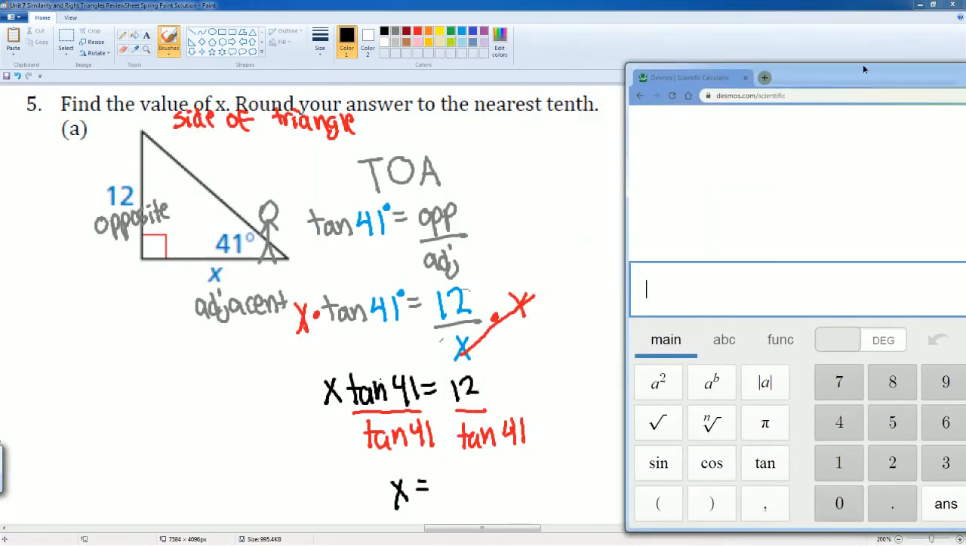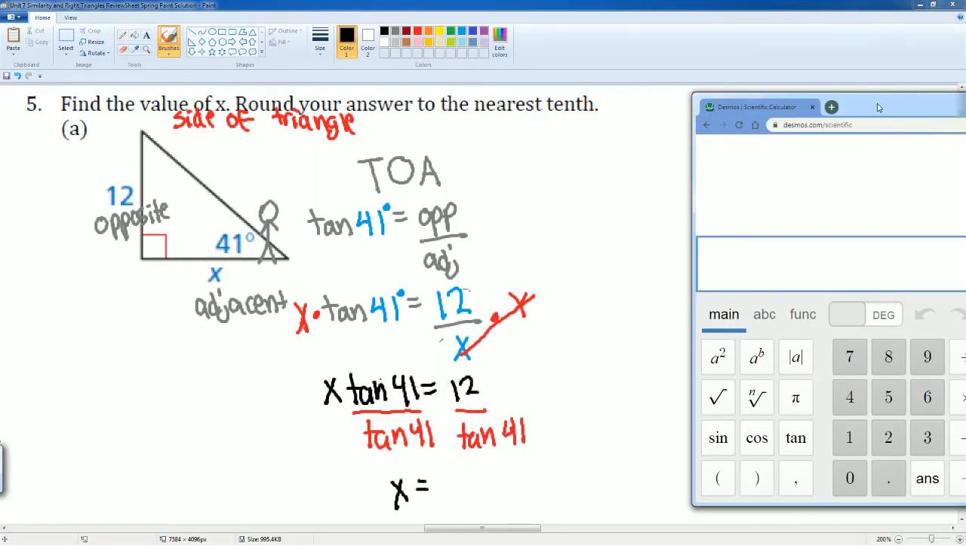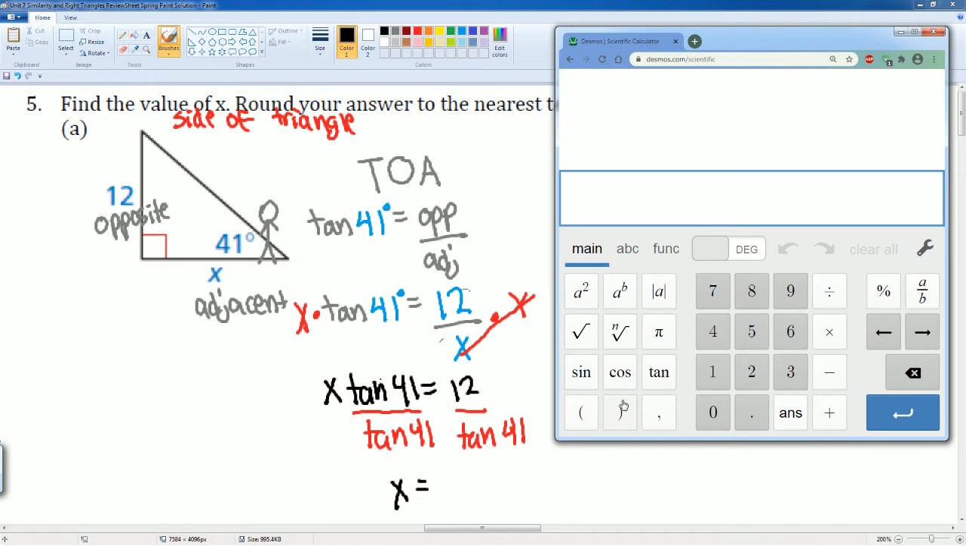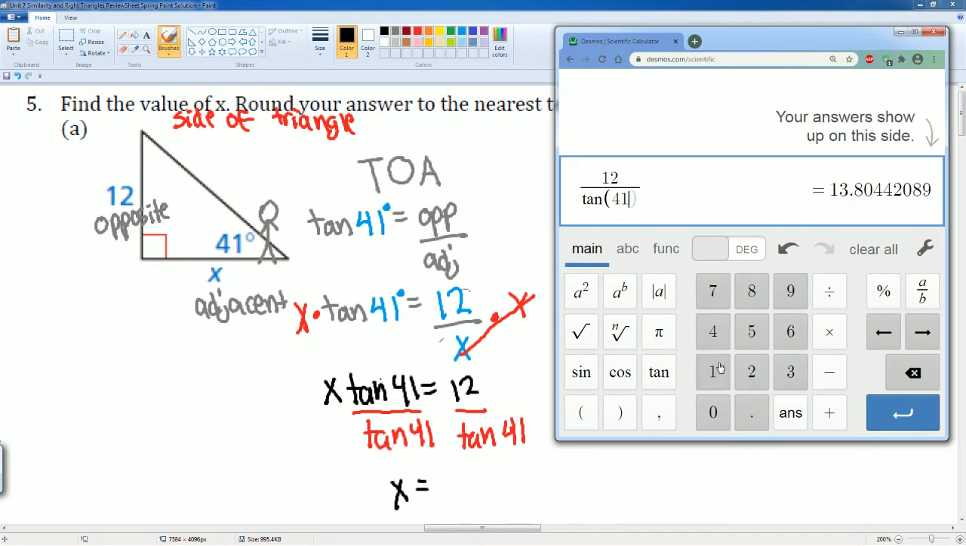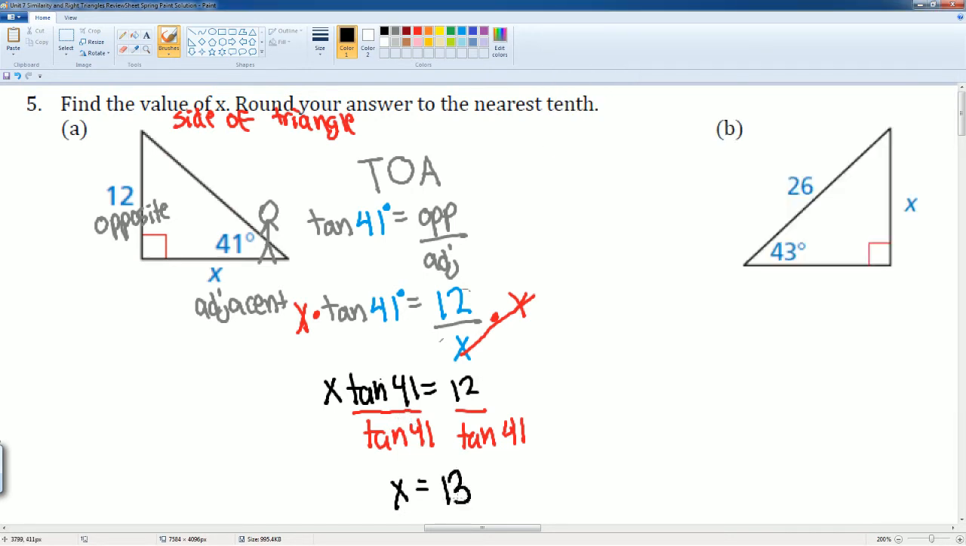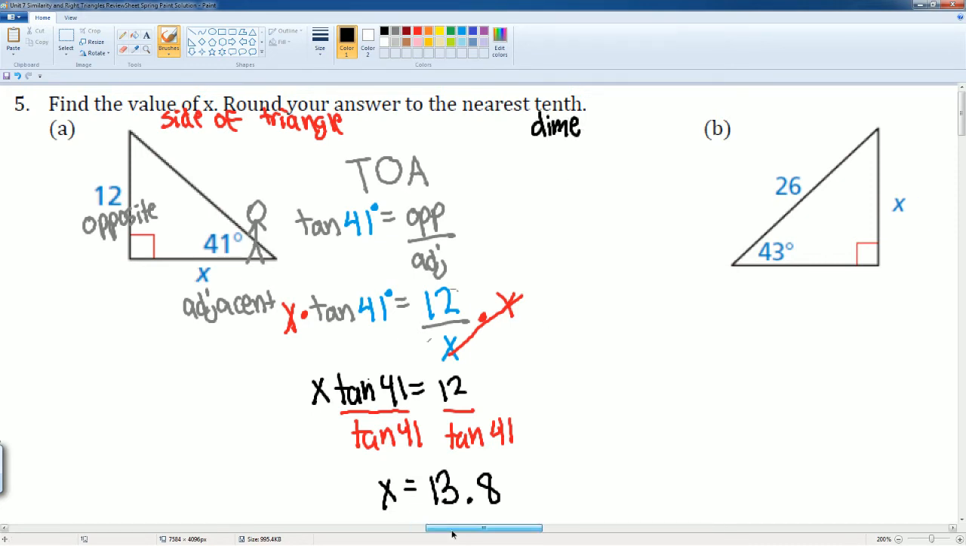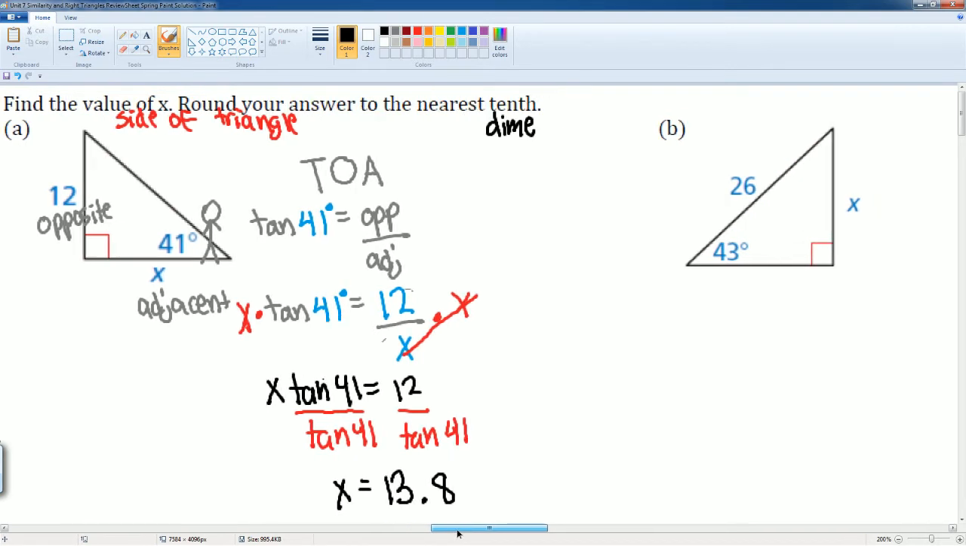That's why you're going to have to use Desmos for this here. So x is equal to 12 divided by tan 41. That gets you 13.8. There you go. 13.8, because we're rounding to the nearest tenth.